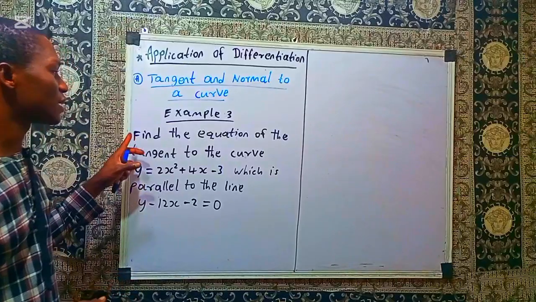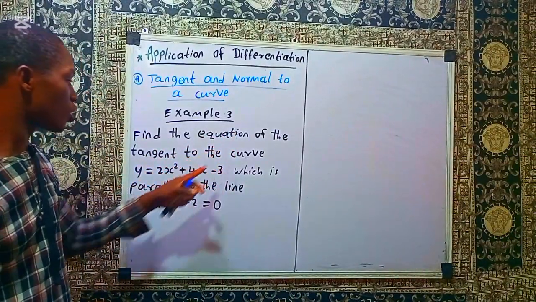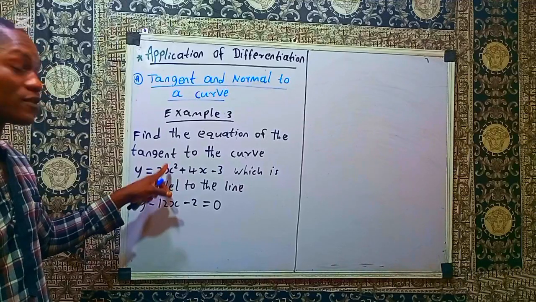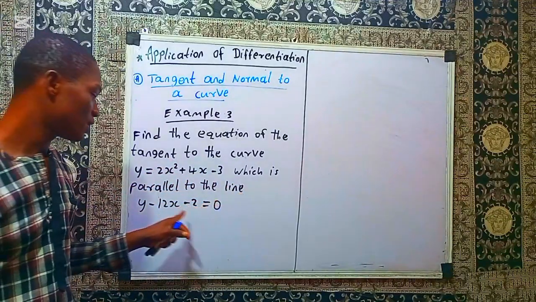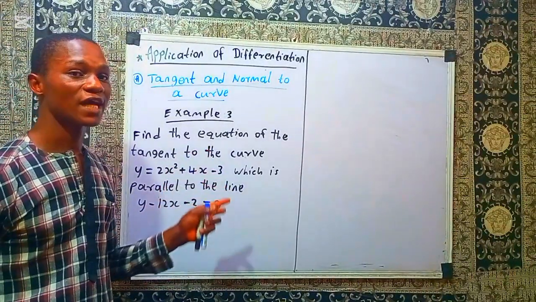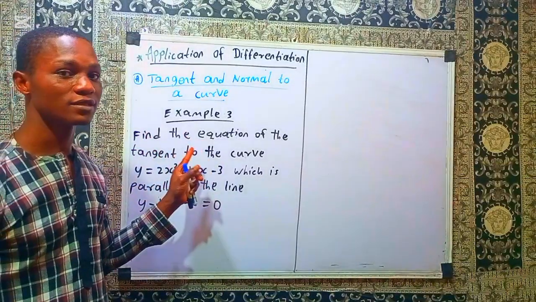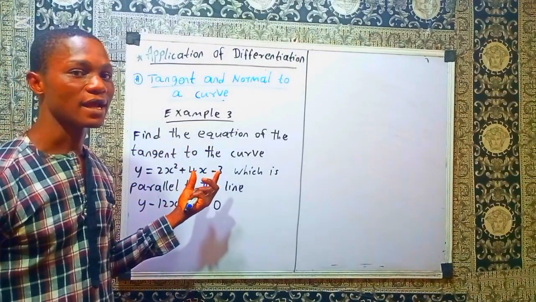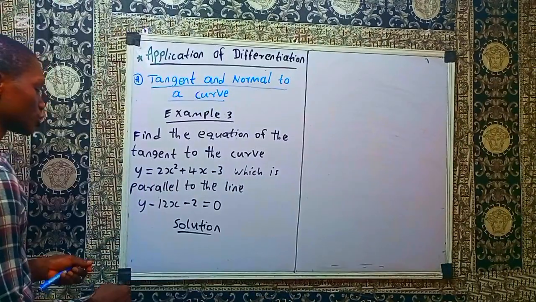They ask us to find the equation of the tangent to the curve y is equal to x raised to power 2 plus 4x minus 3, which is parallel to the line y minus 12x minus 2 equals to 0. So they have told us that the tangent line is what? Parallel to this given straight line.